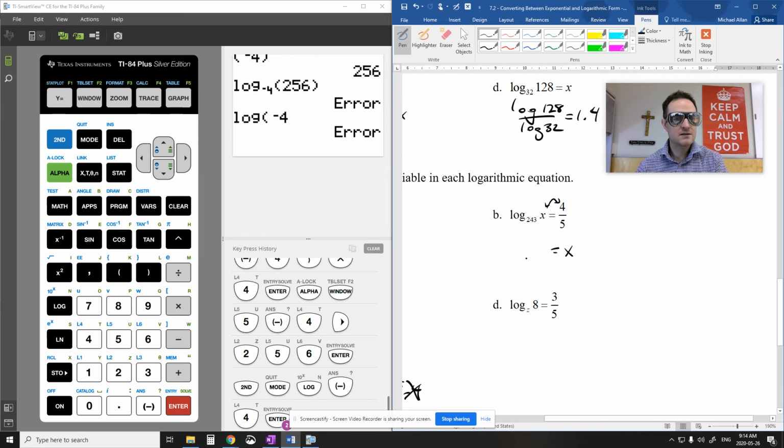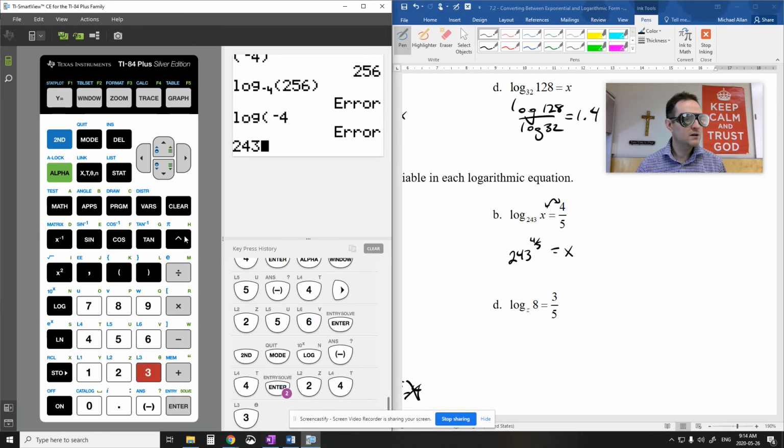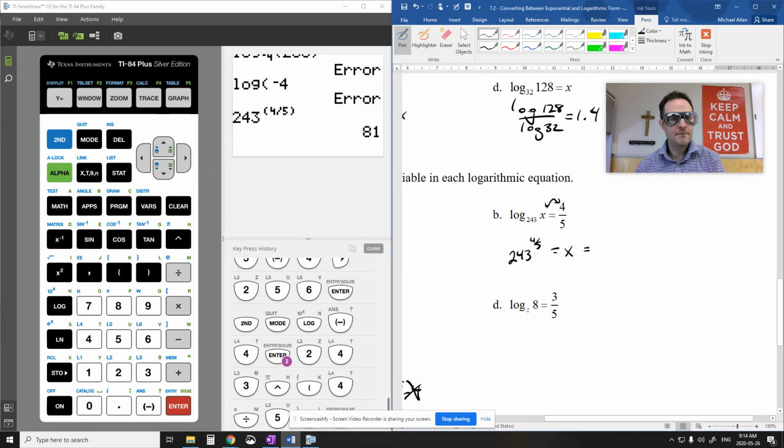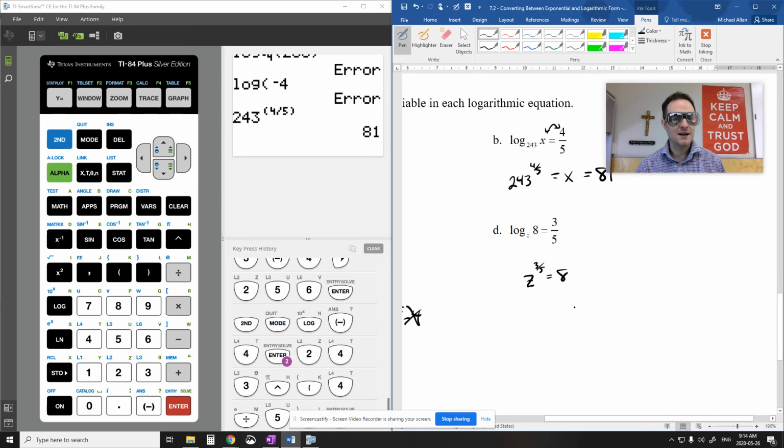So x is going to be 243 to the power of 4 over 5. So 243 to the power of 4 over 5. Okay, so we get 81. And the last one here, z to the power of 3 over 5 is equal to 8. Okay, so there's two ways to get rid of this exponent. You could take the 3/5 root of 8.